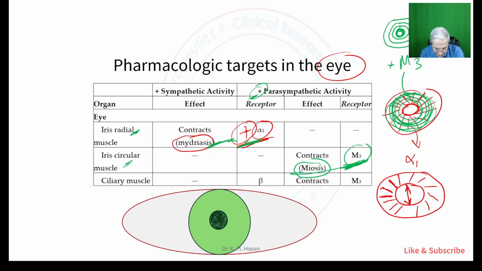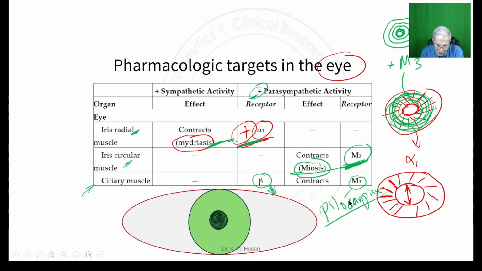Regarding the last one here, ciliary muscles innervated by beta receptor lead to the contraction of ciliary muscles, and they found for this reason it could be used for the glaucoma, for example. The same will be applied for the M3 receptor leading to the contraction. So we have some medications such as pilocarpine. So pilocarpine activates the receptor here. So we have several medications. We are going to cover them later on in detail.